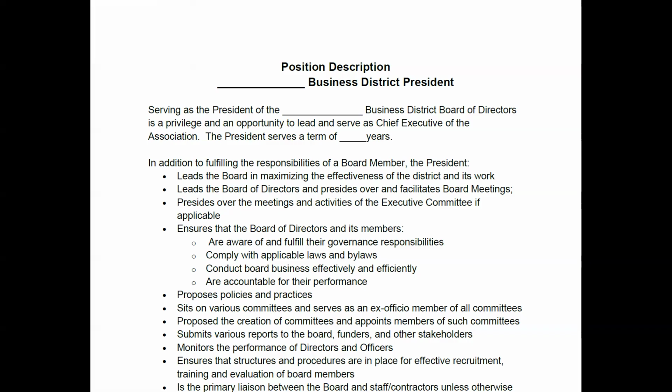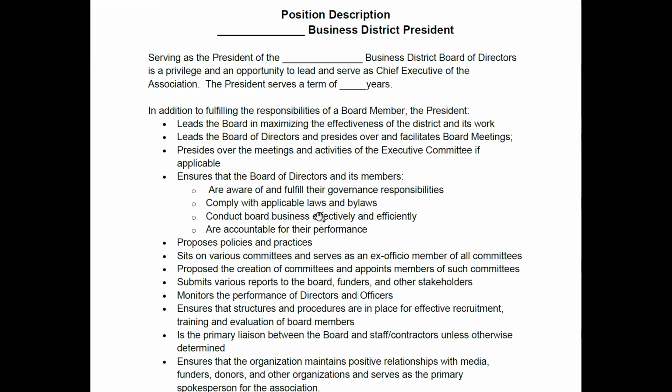The president also ensures that the board and its members are aware of their responsibilities. So the things we just went over, what are they legally obligated to be doing? Make sure that they have copies of the bylaws and that they're following the bylaws and the agreed upon ground rules, if you have ground rules for your meetings. And that they're conducting their business effectively and efficiently. And people are accountable for their performance, right? So that comes back to making sure people have space to report on what they had done in their committees, so the president can track the progress of each committee month over month.